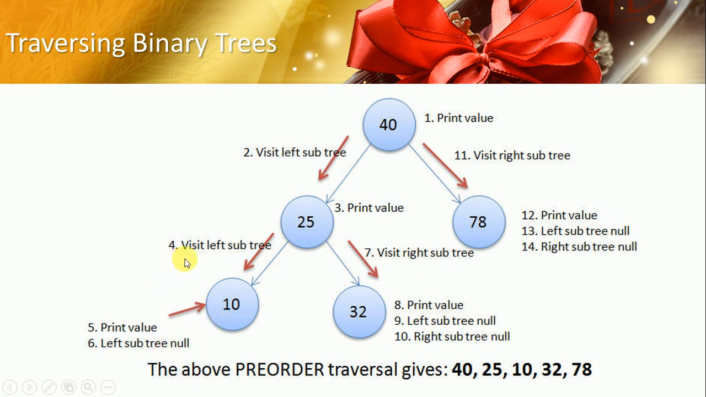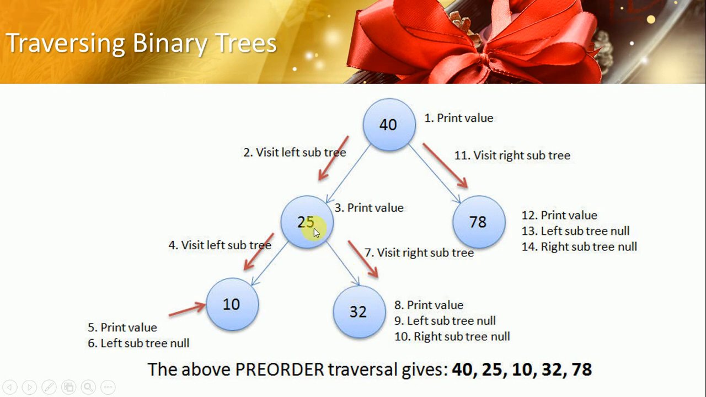The next step is to visit the left subtree, which is null. Then the right subtree is also null, so we go back to 25. The 25 node is processed and its left subtree is done. Now it's time to visit the right subtree, so in step 7 we visit the right subtree, and 32 is the right subtree node. So we print the value of 32. 32 is printed, after 10. The left subtree is null and the right subtree is also null.